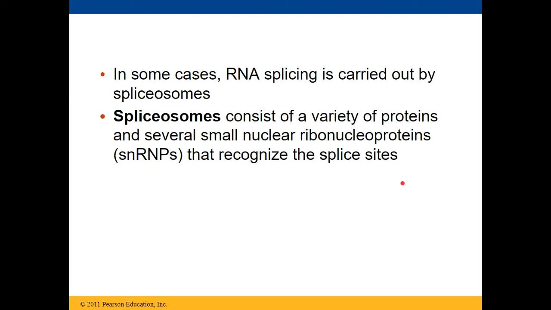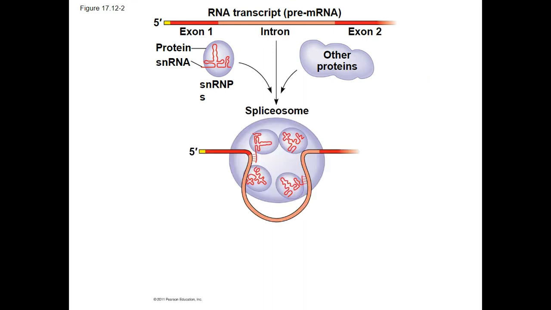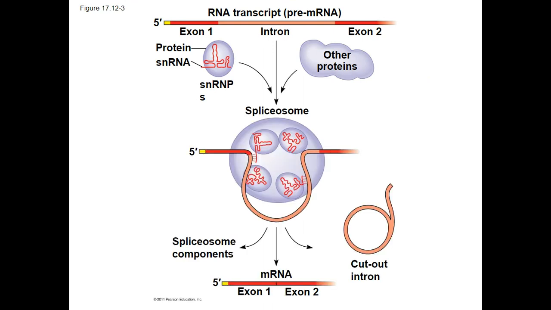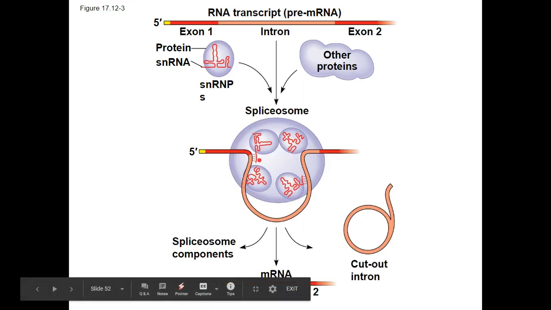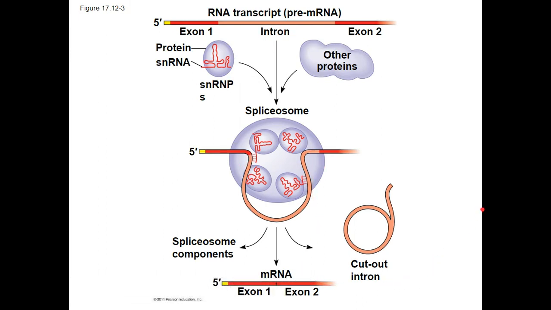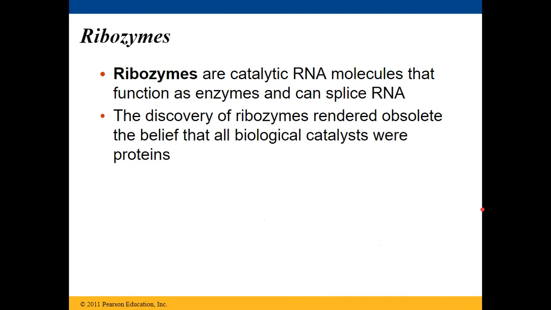In some cases, RNA splicing is carried out by a spliceosome. It consists of a variety of proteins and several small nuclear RNPs, or snRNPs, that recognize the splicing sites. So looking at it kind of visually, this is our spliceosome. It catches one end and the other, cuts it, and then at the very end, we splice together those two exons.